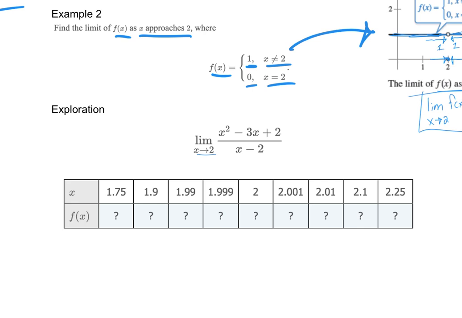Get a graphing calculator or go on your computer, type in this function, find these values, and see what the limit as x approaches 2 equals. We will note that if you plug in 2, that is 4 minus 6 plus 2, which equals 0, and 2 minus 2 equals 0. So this would be indeterminate form, because the numerator and denominator both equal 0.